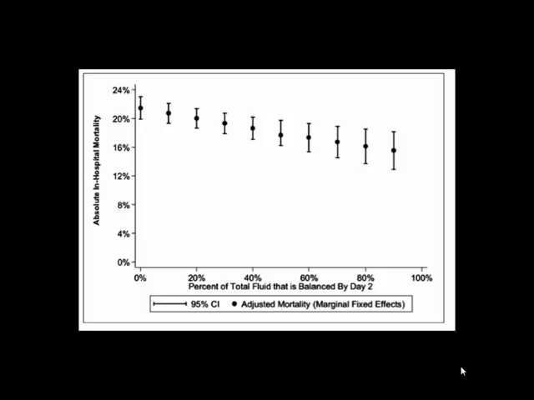I like this graph because, as I mentioned, not everybody received the same amount of balanced fluid. They also received some percentage of non-balanced fluid in that arm. But you can see a trend here: in patients who received more balanced fluid, the mortality decreased. Patients who received almost 100% balanced fluid had mortality actually lower than the group that received less than 5% balanced fluid.